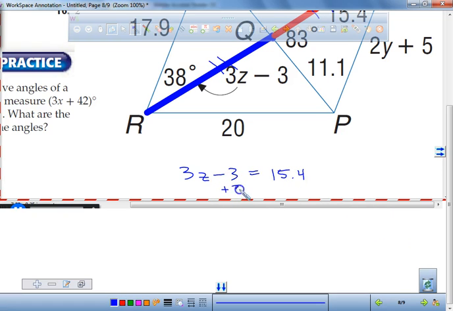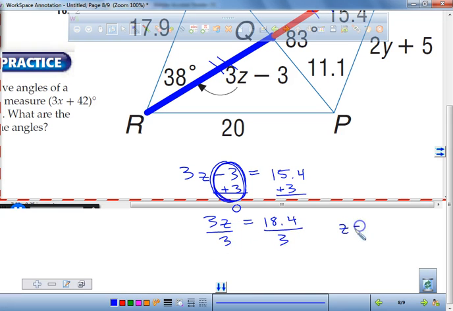Once again, what are we going to do to both sides? We're going to add 3 to both sides. We get 18.4. Now, why are we adding 3? Because we need to get this to what? To equal to 0. And whatever I do to one side, I must do to the other side. And then you divide both sides by 3.